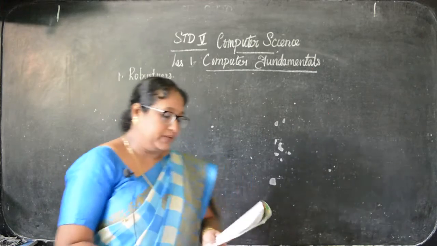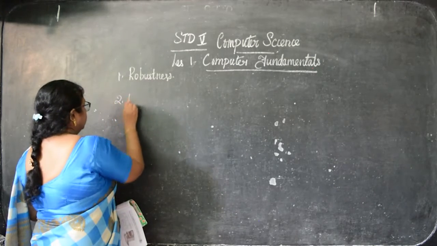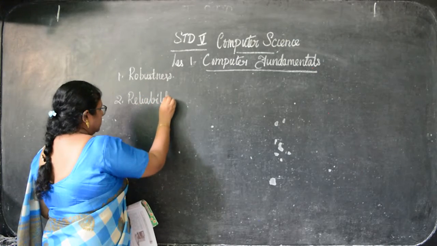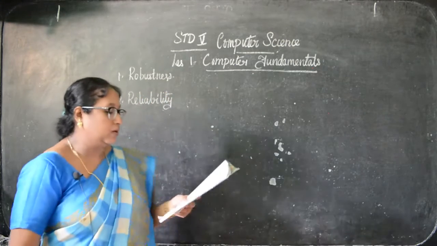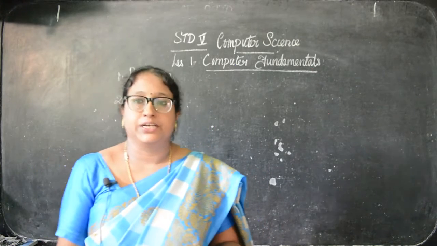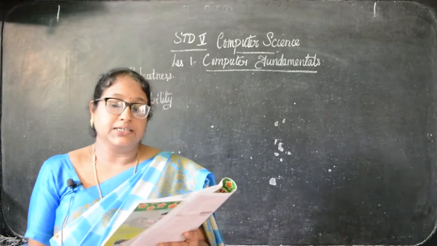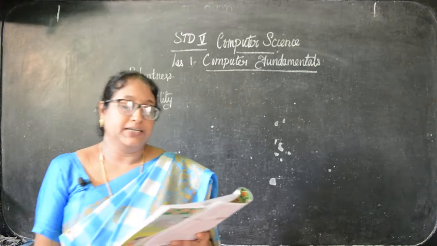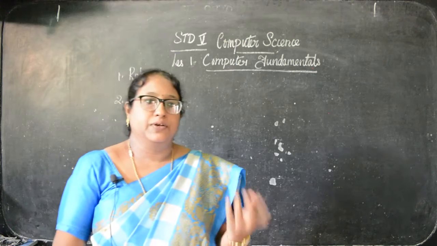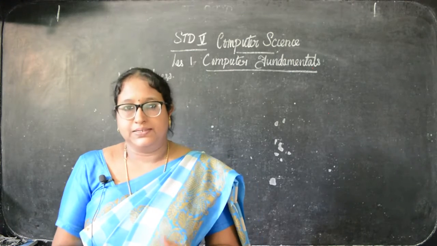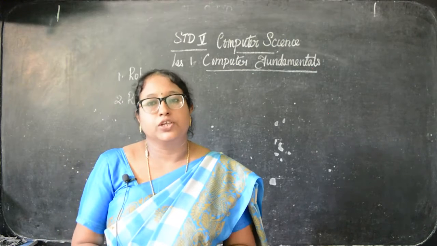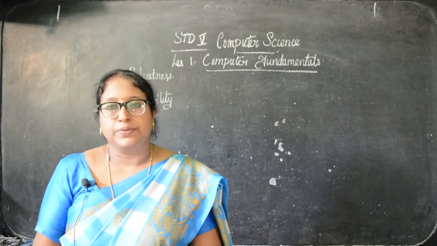Then reliability. So what is the second one? Reliability. So what is reliability now? Computers can perform complex tasks. Complex means difficult. Difficult tasks without making human type mistakes. So if humans make mistakes, okay, very difficult. So if any calculation is given, humans make mistakes, but the computers do not. When a difficult task is given to the computer, the computer does not make any mistakes.